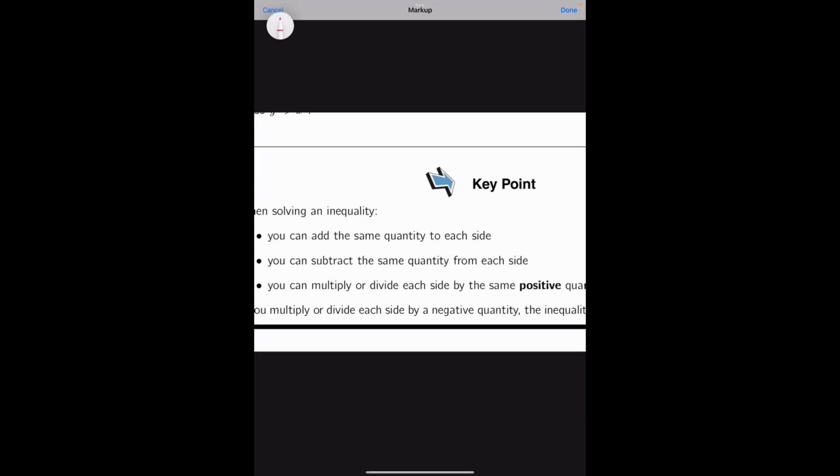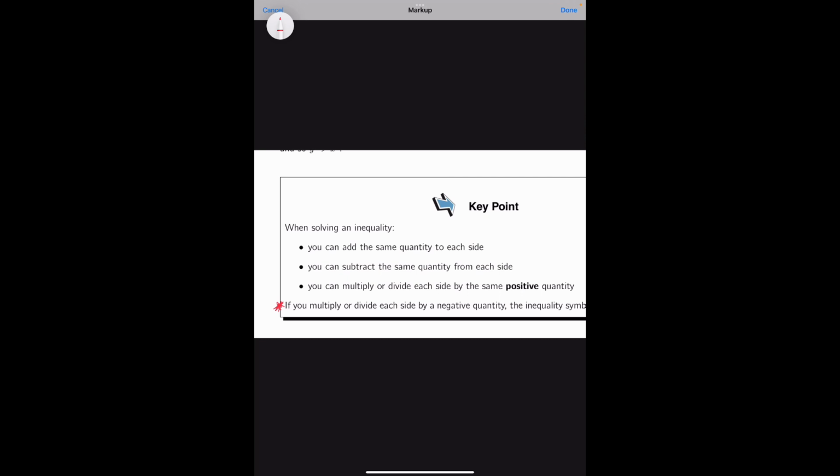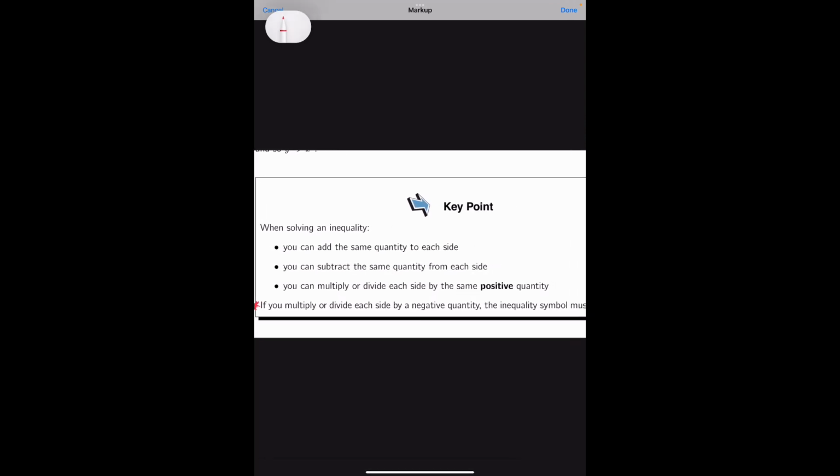When solving an inequality, you can add the same number on both sides. There is no problem. If you're adding a 7 on the left side, you can also add 7 on the right side. You can subtract the same quantity or same number from both sides. If you're subtracting a 5 on the left side, you can also subtract a 5 on the right side.